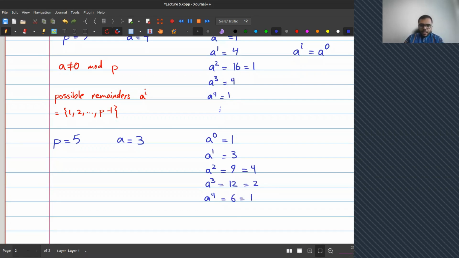Now, here again, I have a cycle. I started at 1, I saw 3, 4, 2, and now I'm again seeing 1. But this is a much larger cycle. This is a cycle of length p minus 1, right? So generally speaking, let's say I have a cycle of length l. What does that mean? That means that I can distinguish between basically a to the power of 0, a to the power of 1, a to the power of 2, up to a to the power of l minus 1.